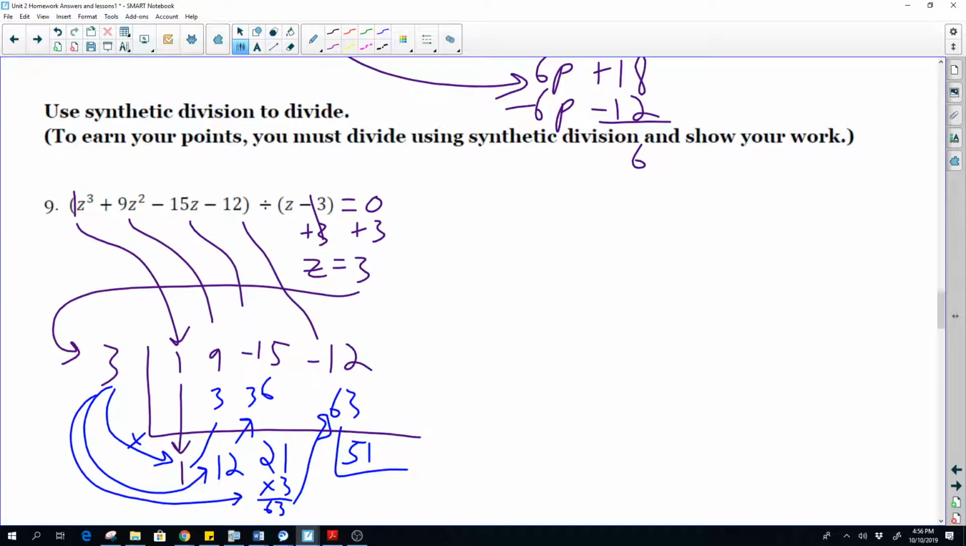And now we take these numbers here that we got, okay? That's going to be our answer, that 1, 12, 21. That's going to be our answer. But we're going to go ahead and do the letter z, right?